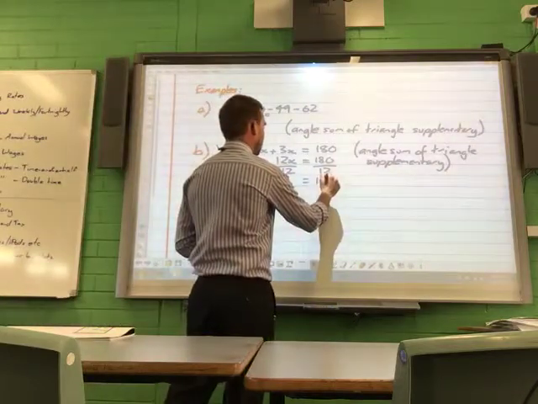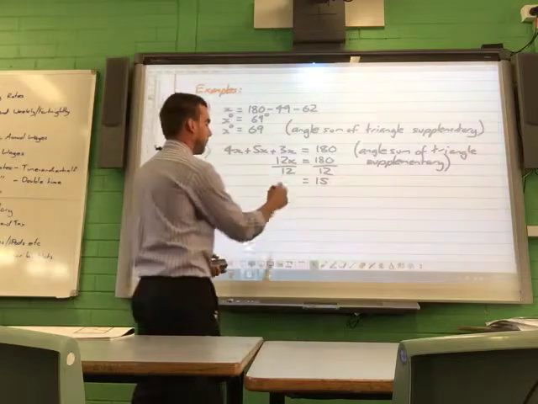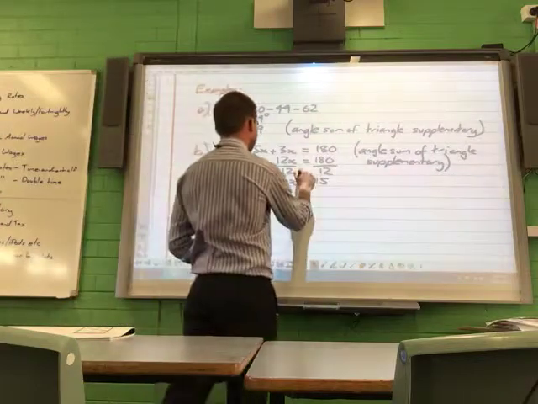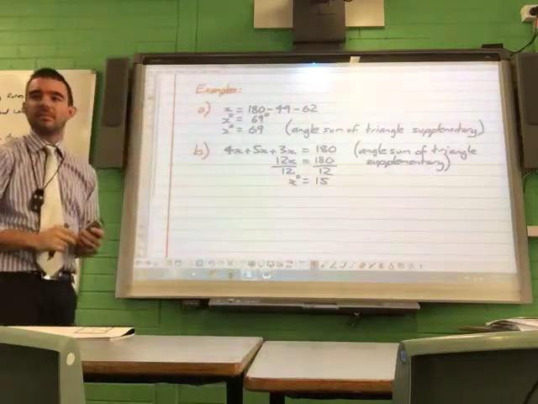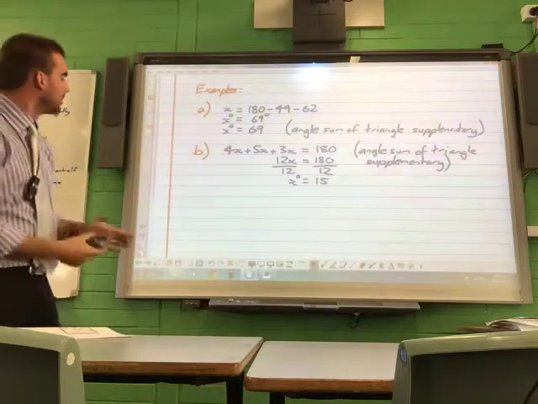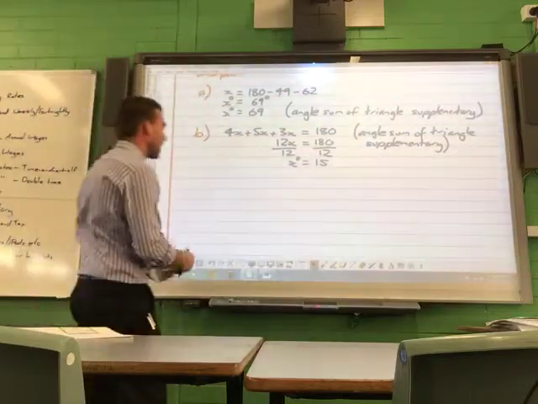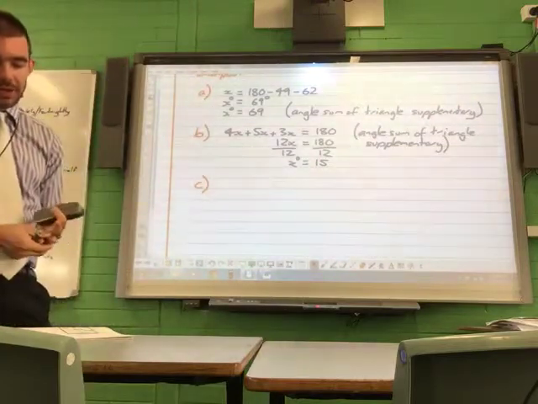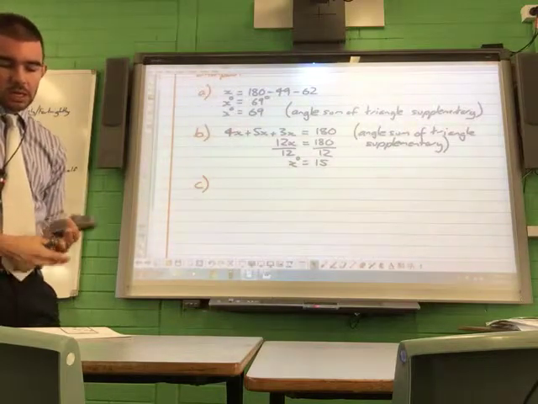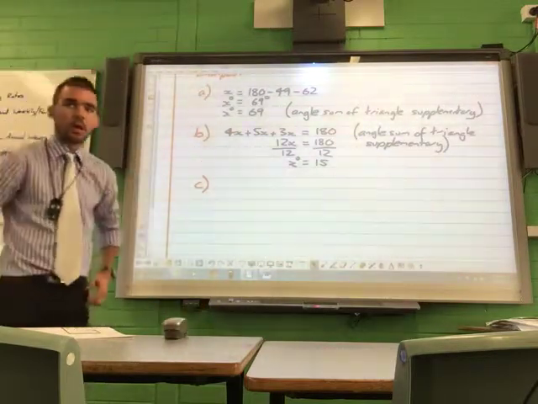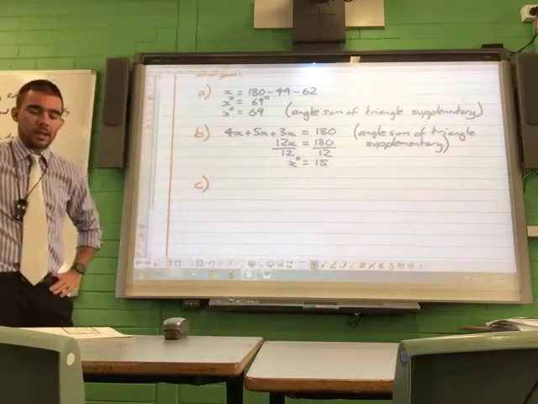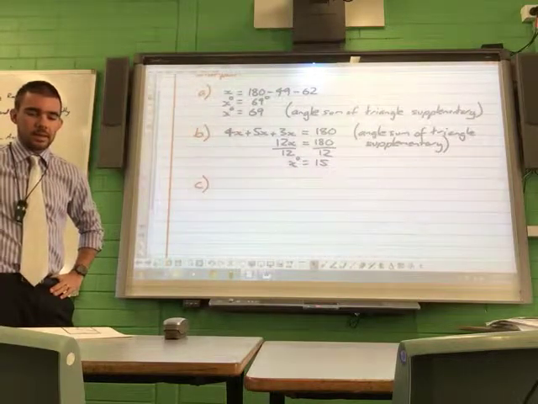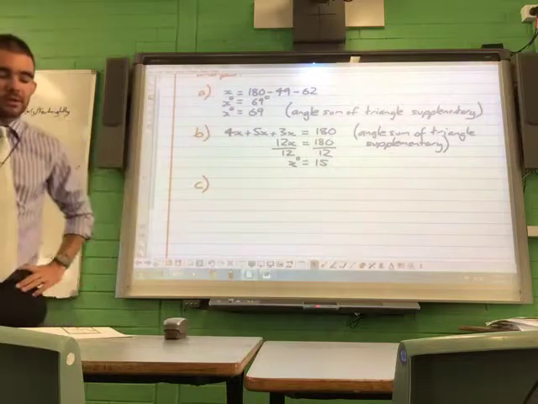Alright, so that will equal 15. X. Alright, so what's the value? What's the expression for the value of x in that diagram? C. 180 take away... What's the quick way of doing that, Josh?